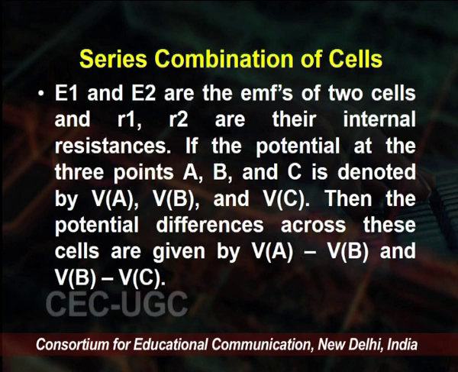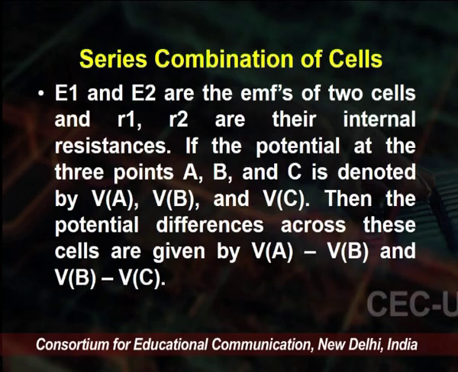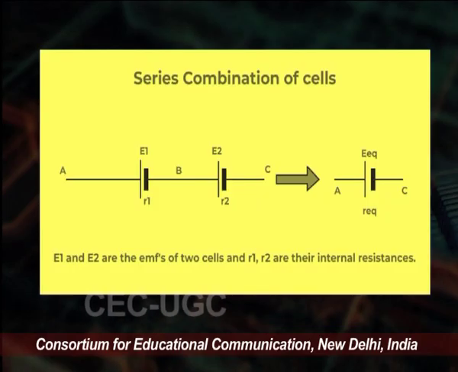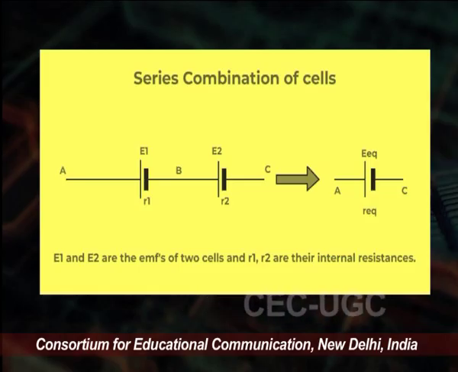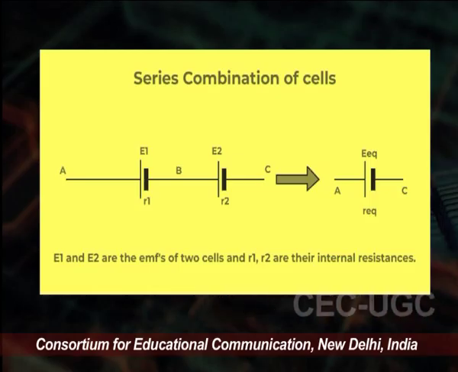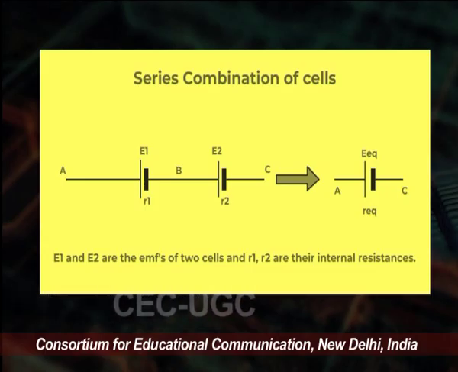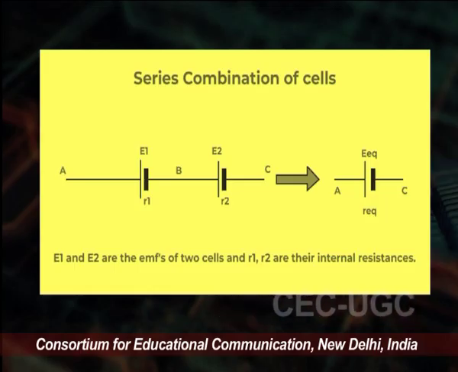Then the potential differences across these cells are given by VA minus VB and VB minus VC. You can see in the diagram how the cells are connected in series. In the series combination of cells E1 and E2, we have R1 and R2 and points A, B, C. The last, AC, represents the battery. So, E1 and E2 are the EMFs of the 2 cells, and R1 and R2 are their internal resistances.